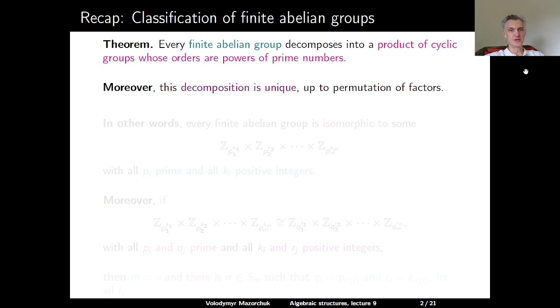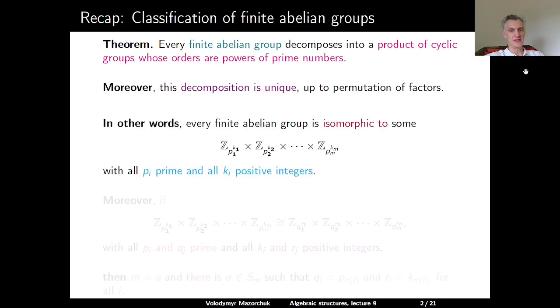Moreover, this decomposition is unique up to permutation of factors. In other words, every finite abelian group is isomorphic to the following group. So we take the cyclic group of order p1 to the power k1, where p1 is a prime number, and then we take the Cartesian product with another cyclic group of order p2 to the power k2, and so on. We have finitely many factors in this product.